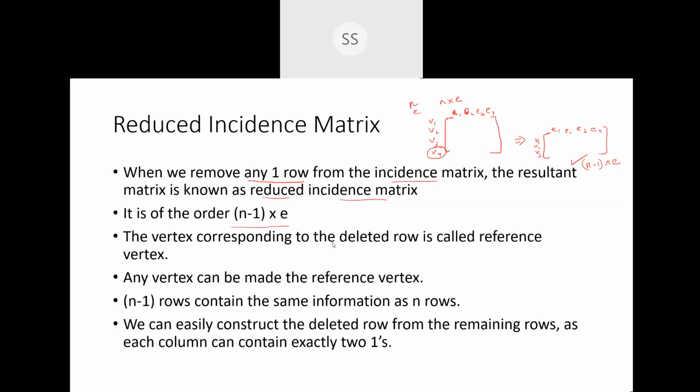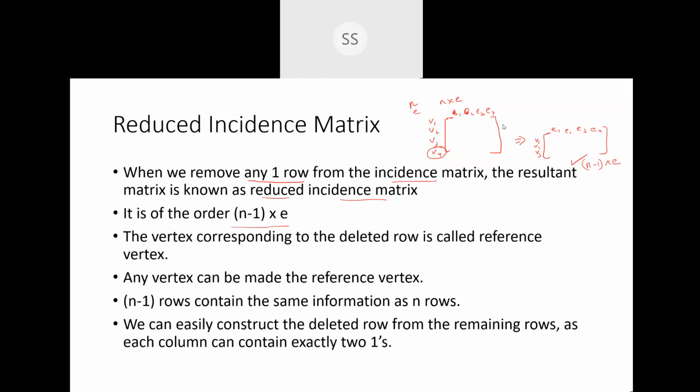The vertex corresponding to the deleted row is called the reference vertex. So the vertex that I have deleted from my incidence matrix is called the reference vertex. And we can say that any vertex can be made the reference vertex. It is not required that it has to be the last vertex. You can remove any one vertex.